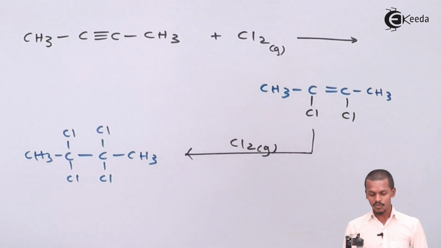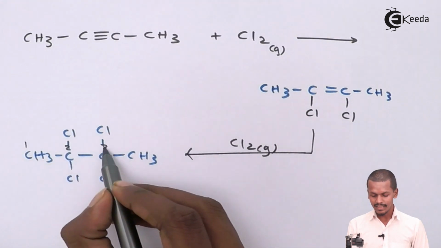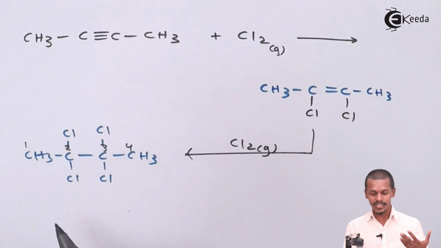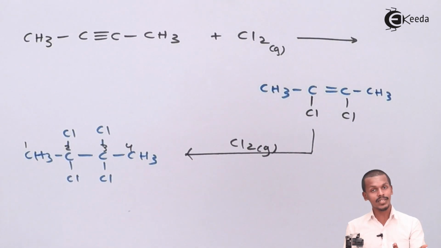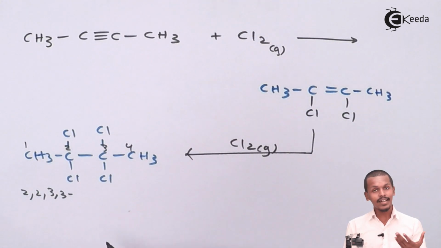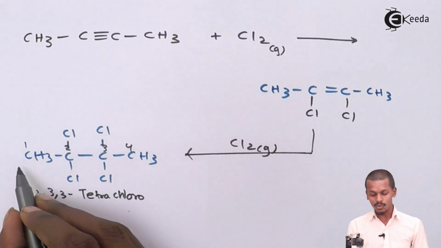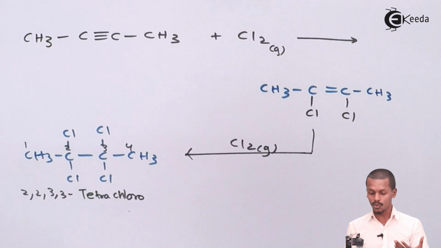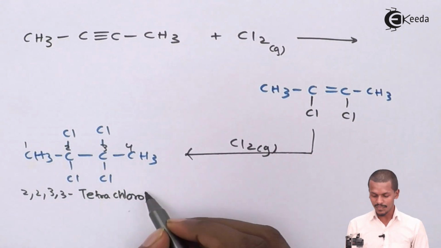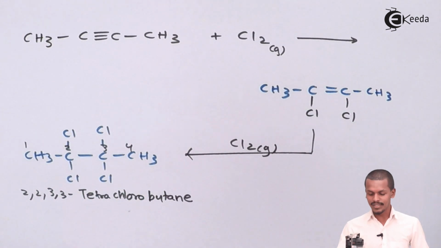So the name of this one, we could write it as: this is the first carbon atom, second, third and fourth, and on the second carbon atom we could see that two chlorine atoms are attached, and again on the third carbon atom two chlorine atoms are attached. So the name of this would be 2,2,3,3-tetrachloro, and the total number of carbons in this straight chain is 4, called butane in terms of an alkane. So this is how we could carry out a halogenation process.